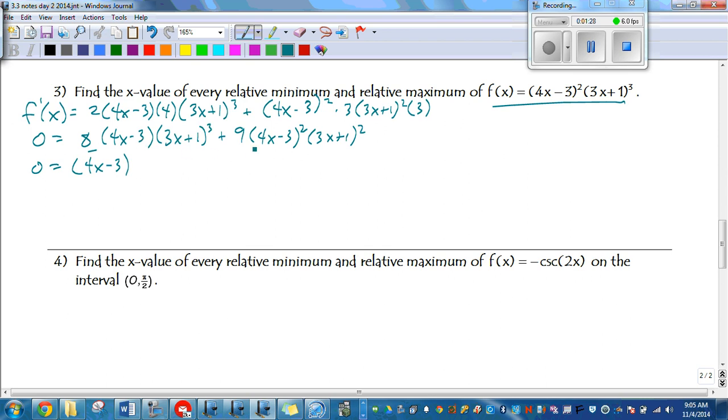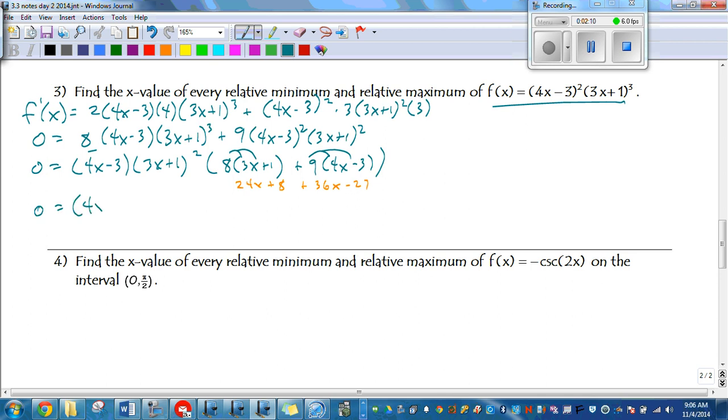Then we can take out a 3x plus 1 to the lowest degree, which is second. So we can take out a 3x plus 1 squared. And then figure out what we're left with. So when we take this first term divided by this, we're left with an 8 and the 3x plus 1. The second part, we're left with a 9 and a 4x minus 3. So we can distribute and combine some like terms here inside of this set of parentheses. We get 24x plus 8 plus 36x minus 27.